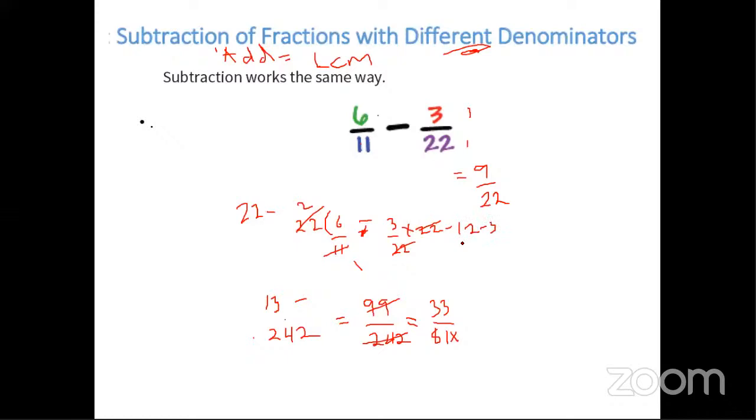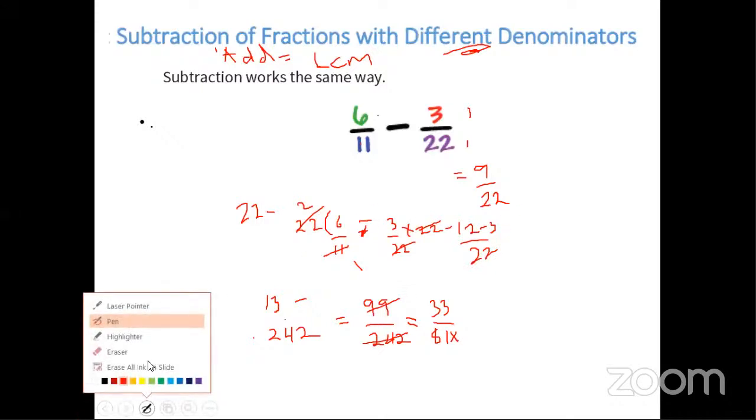But then I forgot to tell you that we are supposed to divide by 22. Then afterwards I get 9 out of 22.